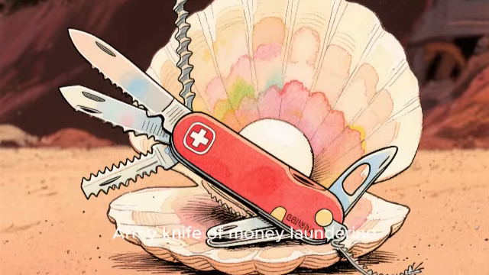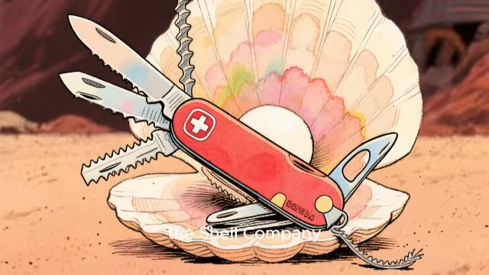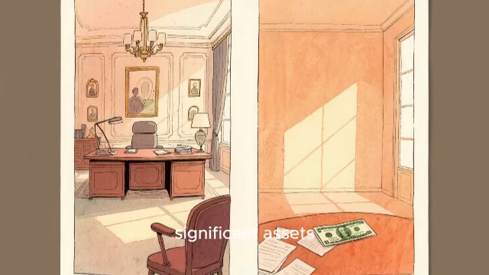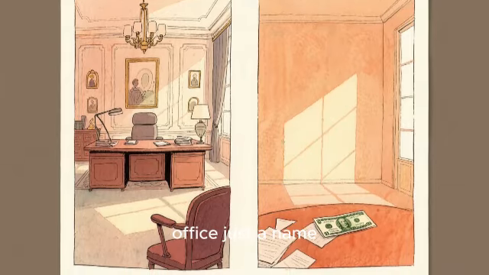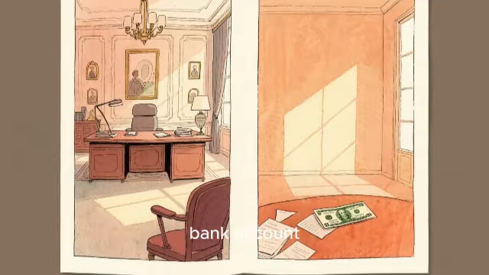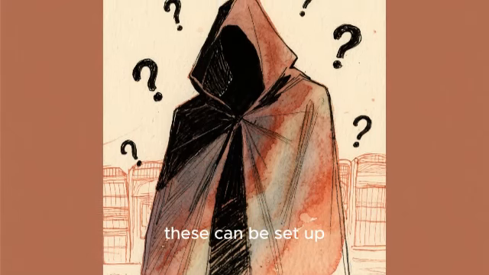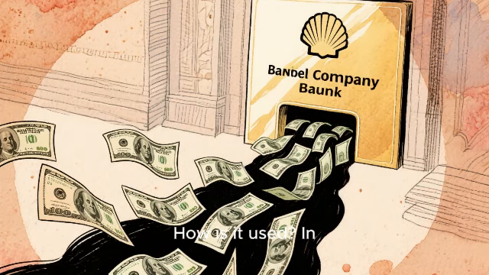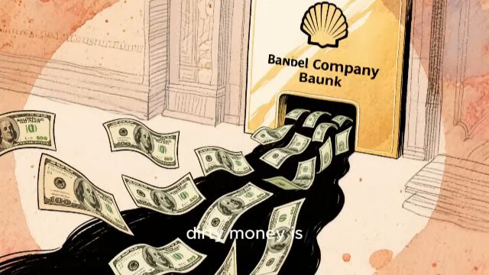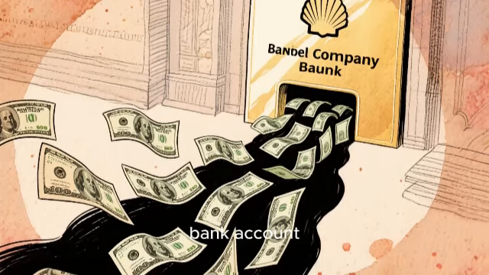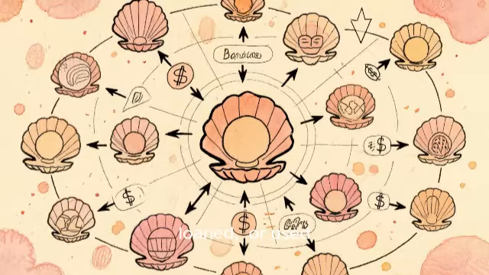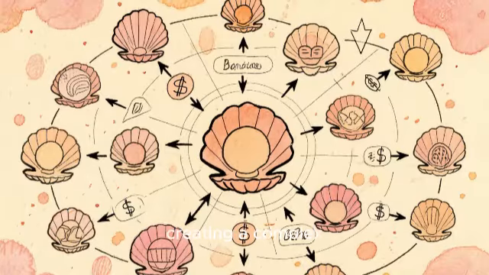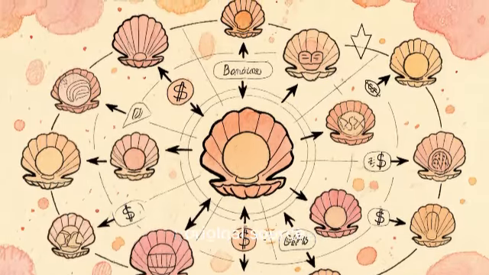This brings us to the Swiss Army knife of money laundering: the shell company. A shell company is a corporate entity that exists only on paper. It has no significant assets, no employees, no office, just a name, registration documents, and a bank account. In many jurisdictions, these can be set up with anonymous directors and shareholders, providing a perfect veil of secrecy. How is it used? In the layering stage, dirty money is transferred into the shell company's bank account. From there, it can be invested, loaned, or used to pay for services from another shell company owned by the same criminal, creating a complex web of transactions that obscures the original source.